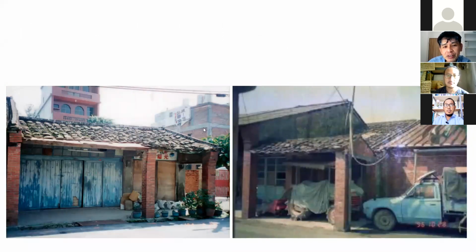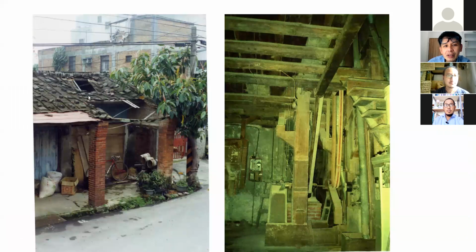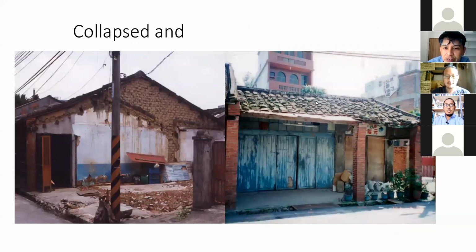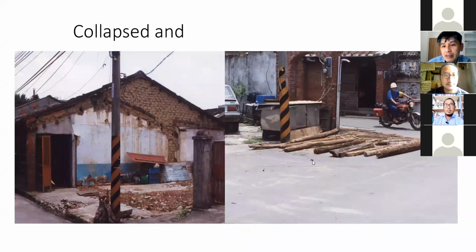Maybe 20 years ago, you could still see a lot of old buildings, historical street. But it keeps collapsing. And this is a small factory to refine the rice. At that time, a lot of interesting things were left, like a grocery store. But the houses keep collapsing because nobody is living there, and they use the wood as burning material.